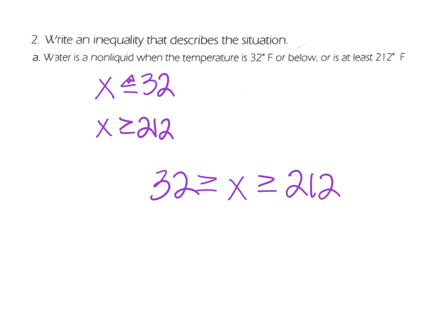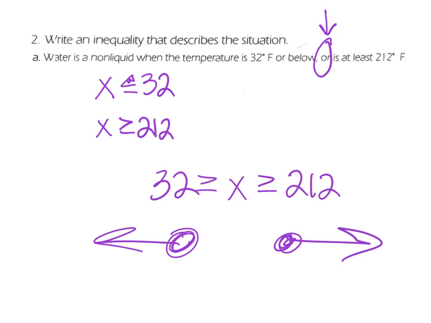Is this an and or an or? Look at the words in the original problem. Or. Okay? That means that I'm going to have something like this. Because in the middle, between 31 degrees and 211 degrees, my water is still liquid water. Okay?